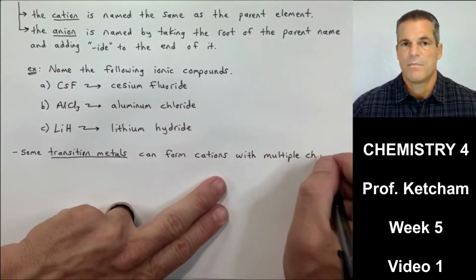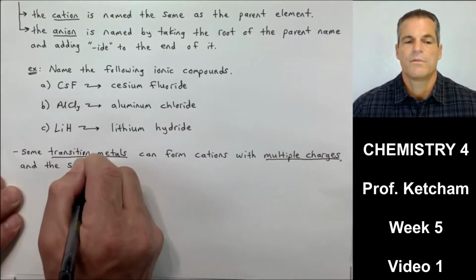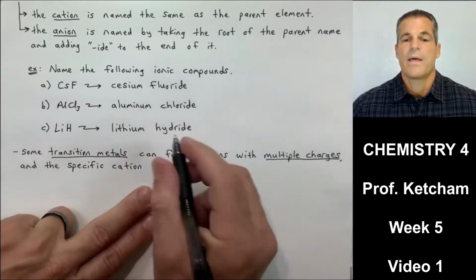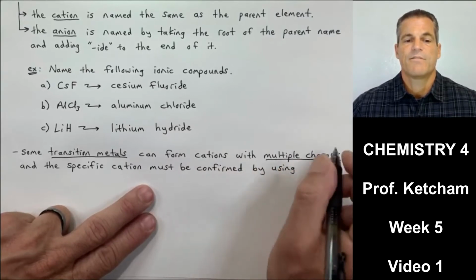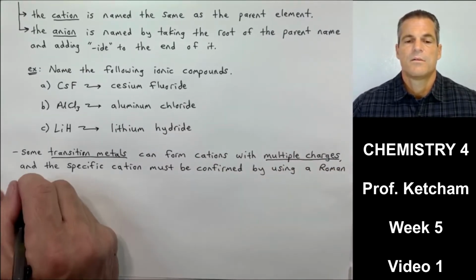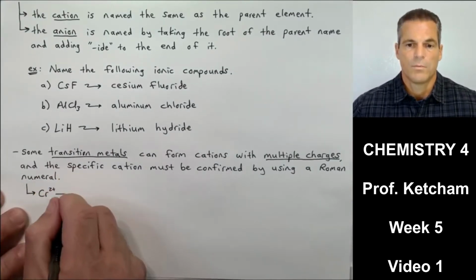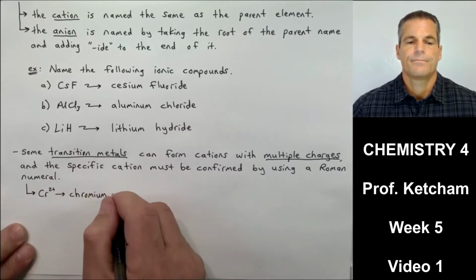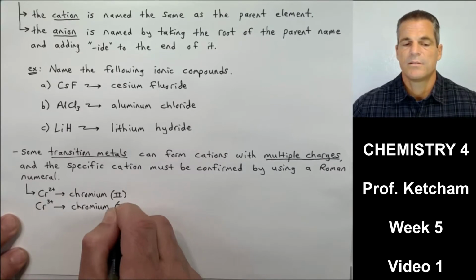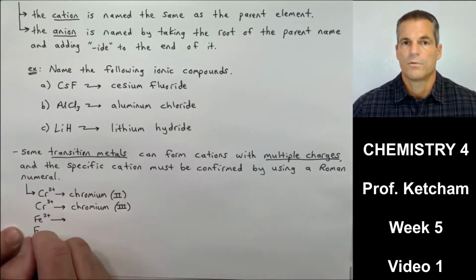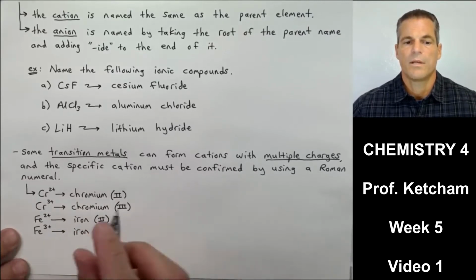Now, some transition metals, right? We talked about that. Groups 3 through 12. Some transition metals can form cations with multiple charges. And the specific cation must be confirmed by using a Roman numeral. Cr2+ is chromium Roman numeral 2. Cr3+, chromium Roman numeral 3.